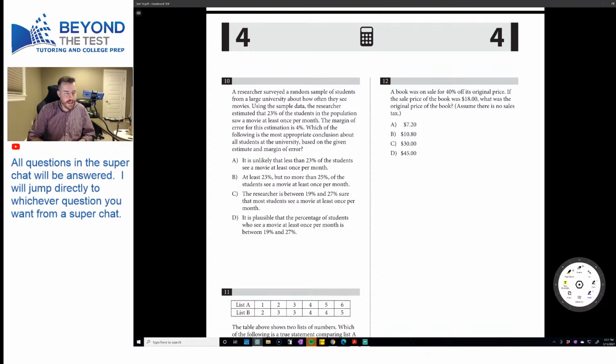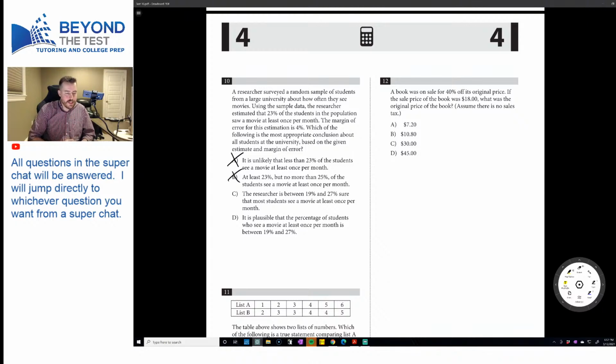A, it is unlikely that less than 23% of students see a movie at least once per month. Well, that's not true because we have a margin of error of 4%. That could be in either direction. So that's ruled out right away. Let's go to B. It says at least 23%, but no more than 25% of the students see a movie at least once per month. Again, that's not what we're saying at all here. We're given 4%. That means it could be a 4% swing in either direction, and it's not a guarantee. So B is going to be out here.